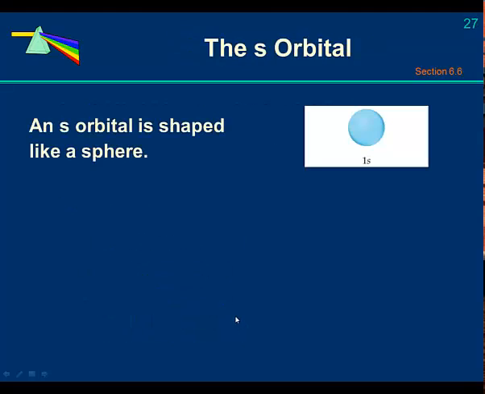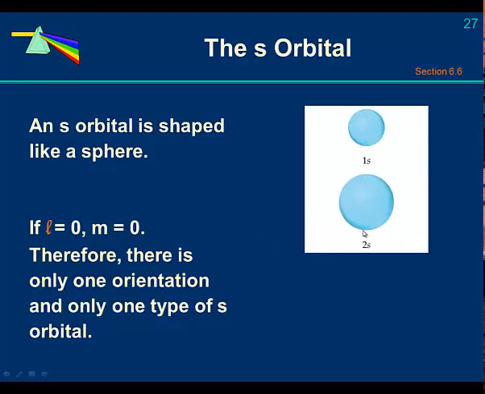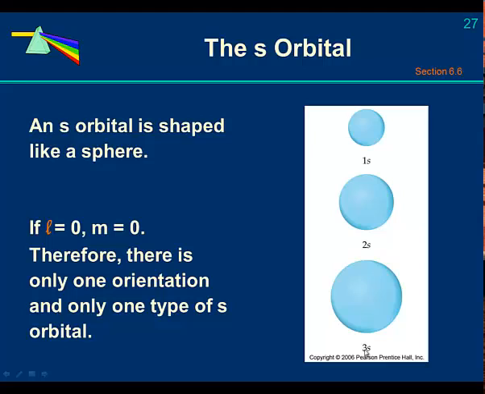The s orbital is shaped like a sphere. The 1 that you see here represents the n value of 1. The n value of 1 can only have an s orbital because it can only have an l value of 0, and l equals 0 is by definition an s orbital. So this is the 1s orbital. It's spherical, and there's only one type of those. However, if you go further out from the nucleus, you can also have a 2s orbital, which is simply a larger sphere. This would be n equals 2 and l equals 0. Then you'd have a 3s orbital, and there will be an s orbital for every n value.